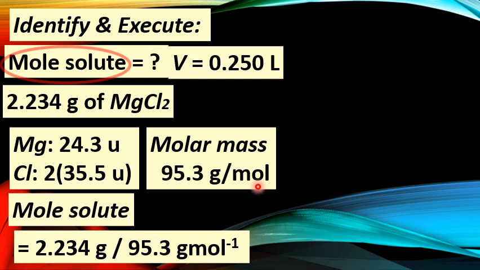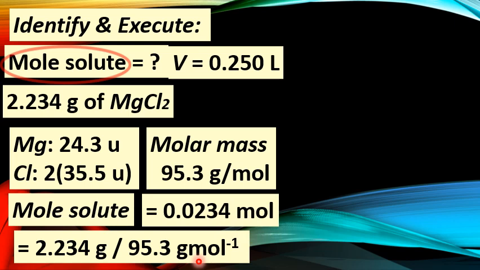The number of moles of the solute is just equal to the mass in grams of the solute magnesium chloride, or that is 2.234 grams divided by the molar mass of magnesium chloride, or 95.3 grams per mole. So doing our math, we get the mole solute equal to 0.0234 mole.